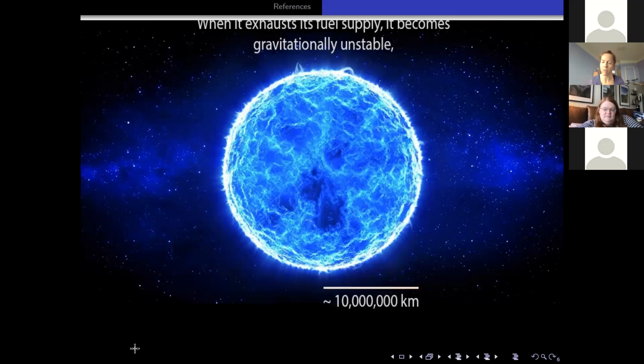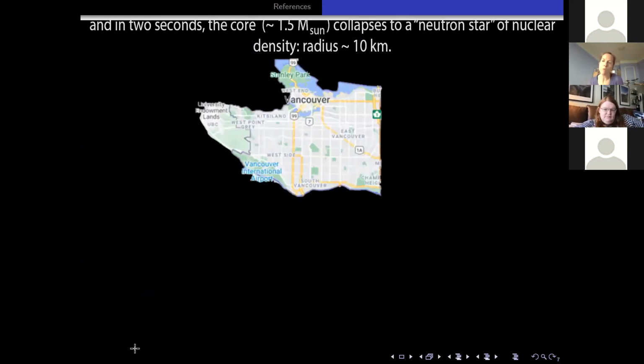catastrophically under the force of gravity from a radius of about 10 million kilometers to a radius of about 10 kilometers within about a second or two. So we're talking about the cross section of, say, Vancouver. I understand most of us here are from Vancouver.